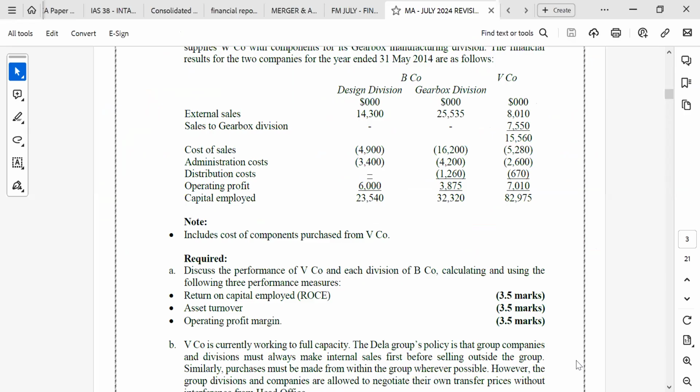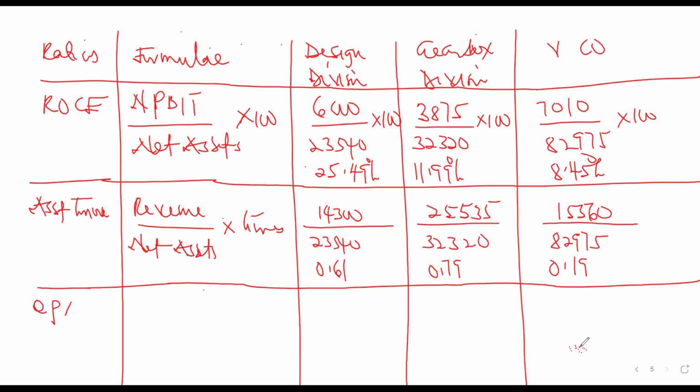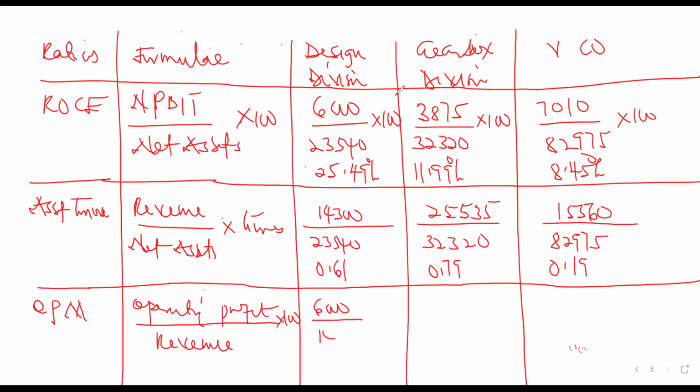Operating profit margin. Okay, the operating profit margin. Operating profit margin is calculated as what? Operating profit before interest and tax all over revenue, multiplied by 100%. Okay, so operating profit over revenue multiplied by 100. So we know the operating profits already. That would be 6,000 divided by revenue of 14,300.